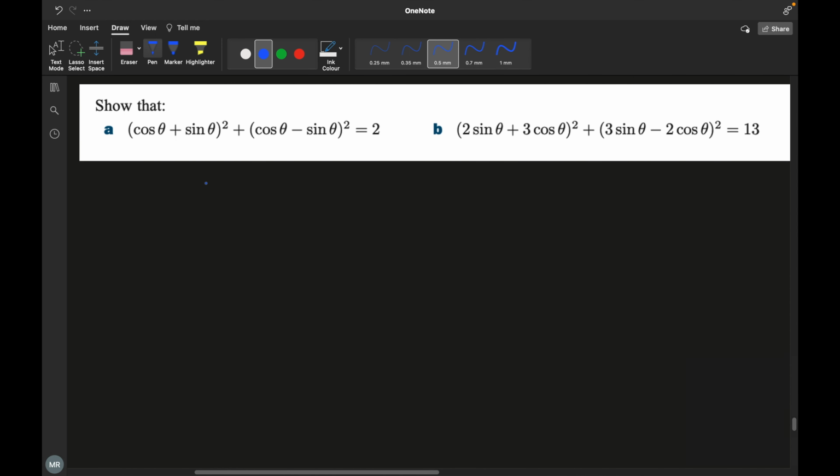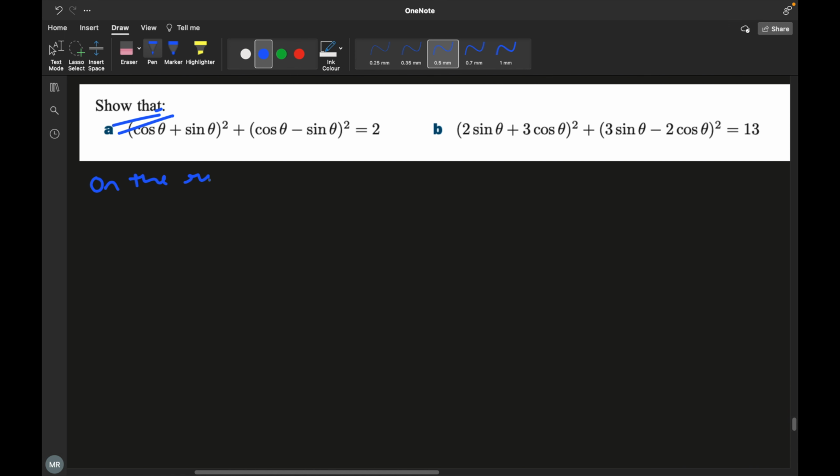And now these are the questions that will actually come in the exam. Whatever we've done till now is just practice. Okay, so we have (cos theta plus sine theta) whole squared plus (cos theta minus sine theta) whole squared equals 2. So the way you're supposed to approach this is write the following.